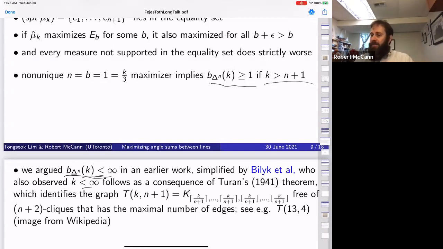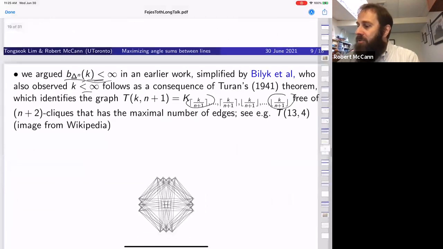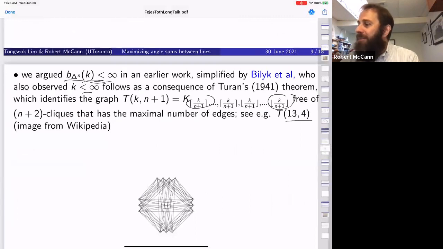And Turan's theorem identifies the graph on k vertices which has no complete subgraphs with more than n plus 1 points in them. What graph is it? Well, basically it says you divide up the vertices as evenly as you can into n plus 1 groups. I have a picture from Wikipedia of Turan's graph for 13 vertices and no complete subgraphs of more than 4 points. So you divide 13 into 4 groups, and you put the vertices as evenly as you can.